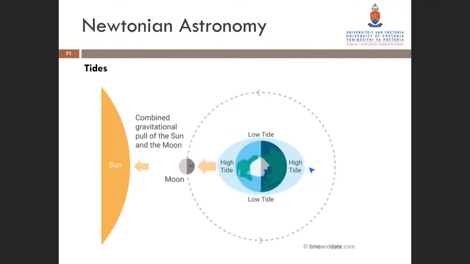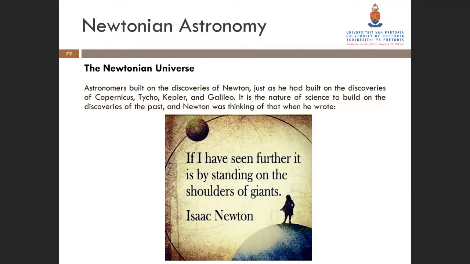Here we can see the different tidal bulges. Here we can see when the moon and sun are both tugging on the water mass of the oceans, we have spring tide because they are combined.